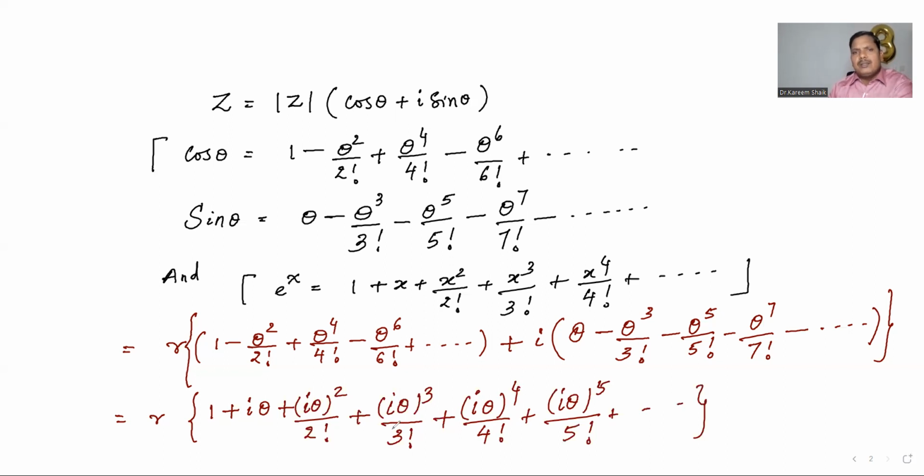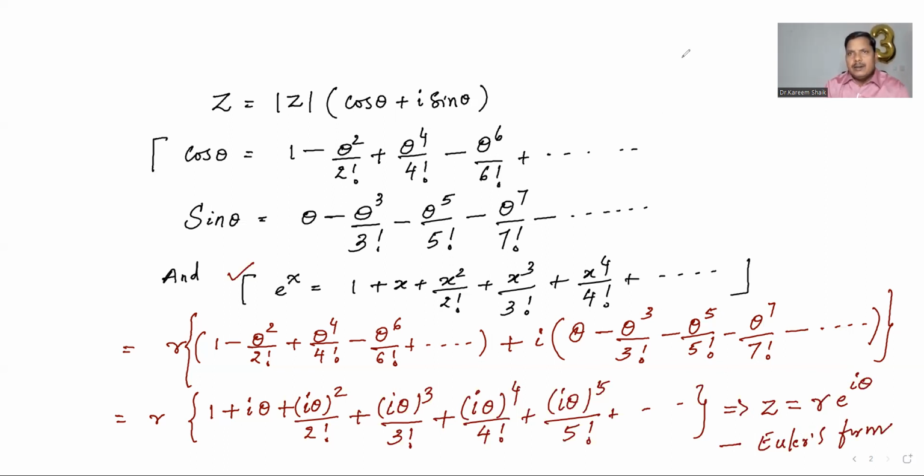If you observe that, it is quite similar to your e raised to x. Wherever x is there, in place of x what is there here? Iota theta. So can I write it simply now? That implies z equals r times e power iota theta. It is known as Euler's form of a complex number.